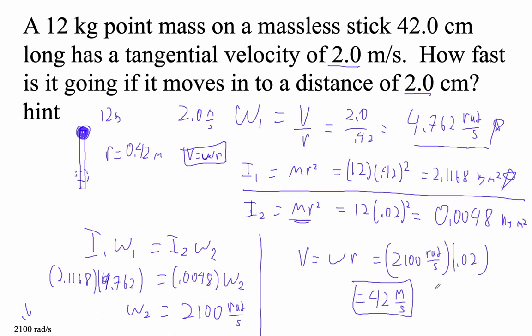Okay, so what does that mean? That means that we moved it in 21 times. I don't know. I'm going to leave it for my talented and gifted students to figure this out. But it's going considerably faster. I would not want to touch that thing. That's more than 90 miles per hour.